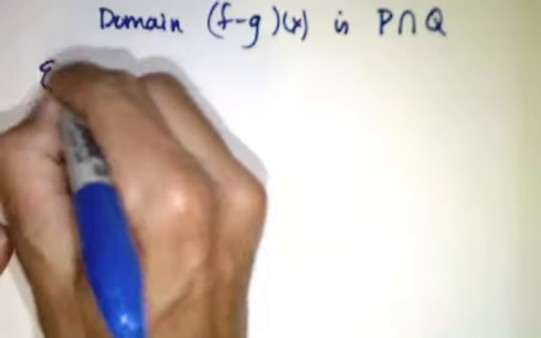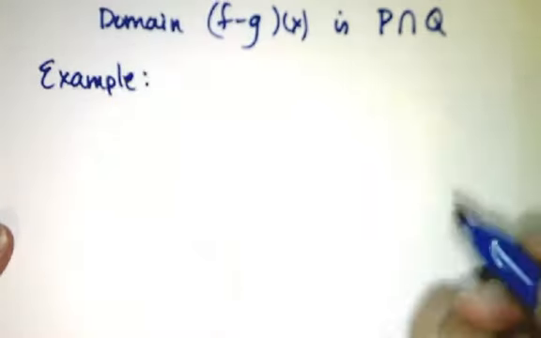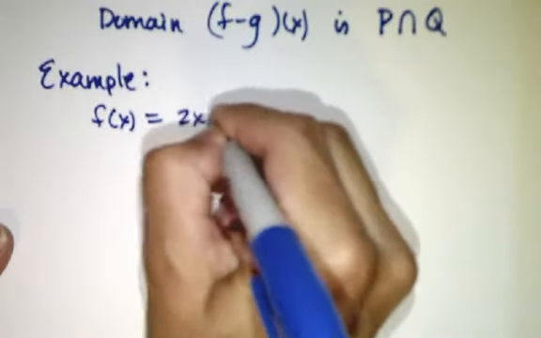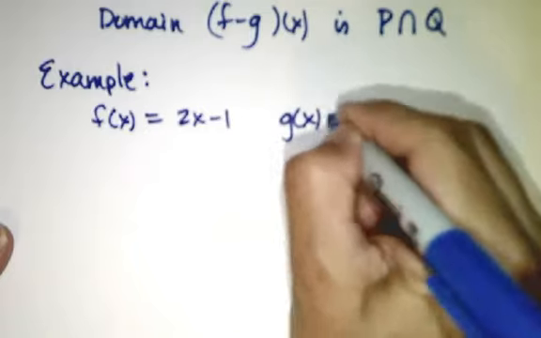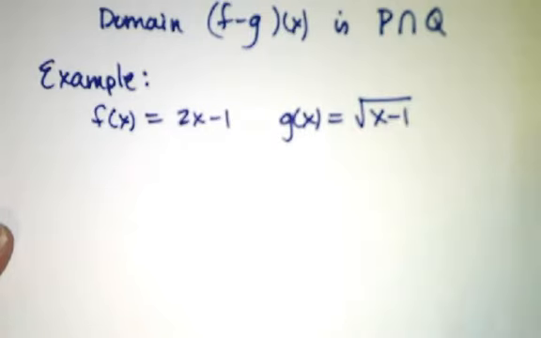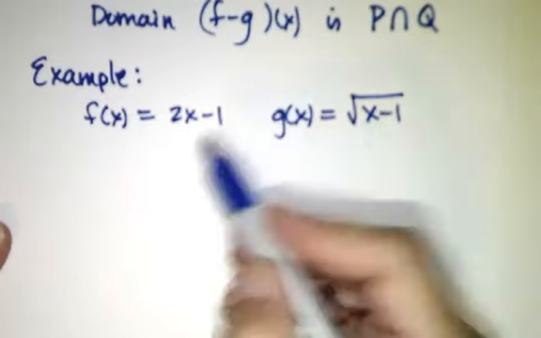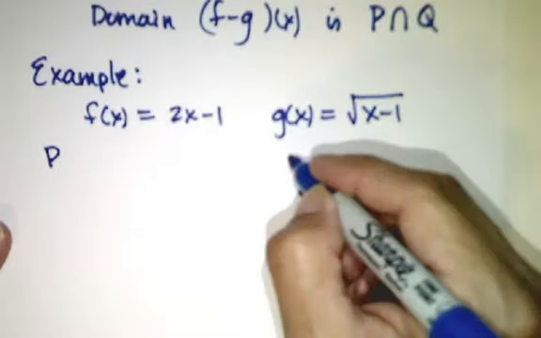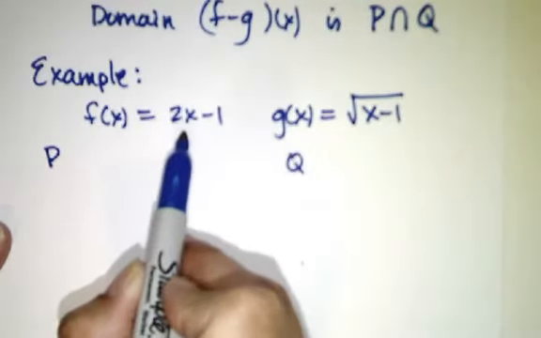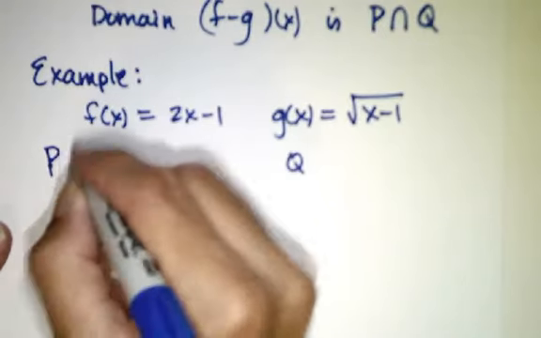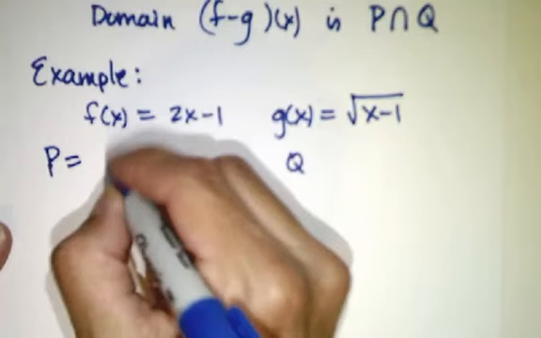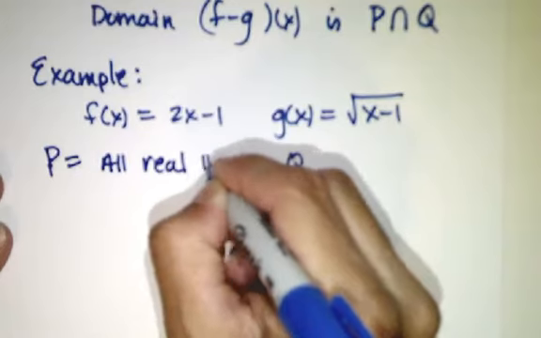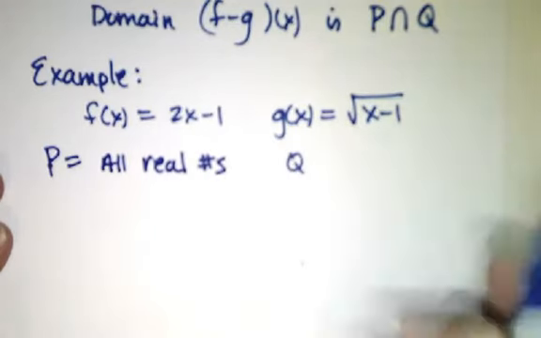Let's look at an example to help illustrate. Okay? Let's say that f of x equals 2x minus 1, and g of x equals the square root of x minus 1. Let's first consider the domains of f and g. We now know, so we'll call p the domain of f and q the domain of g. We know that f is a polynomial, and we know that that means the domain p is all real numbers. We know that's true for all polynomials.